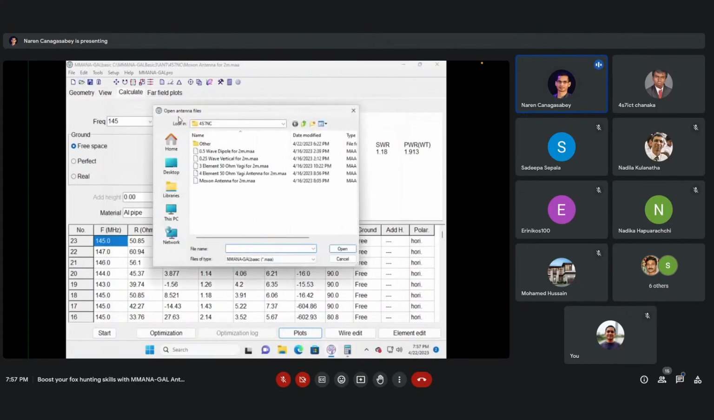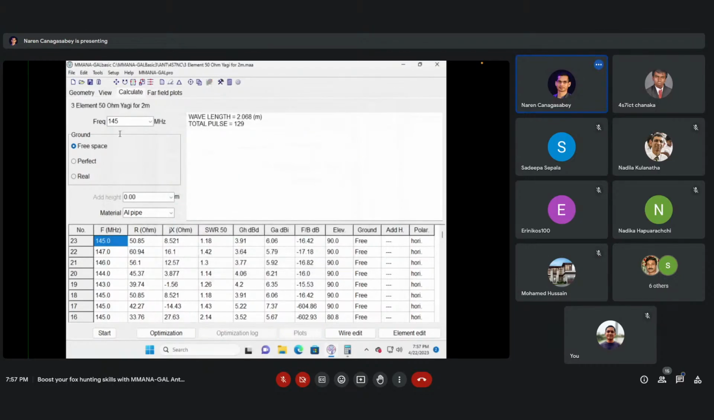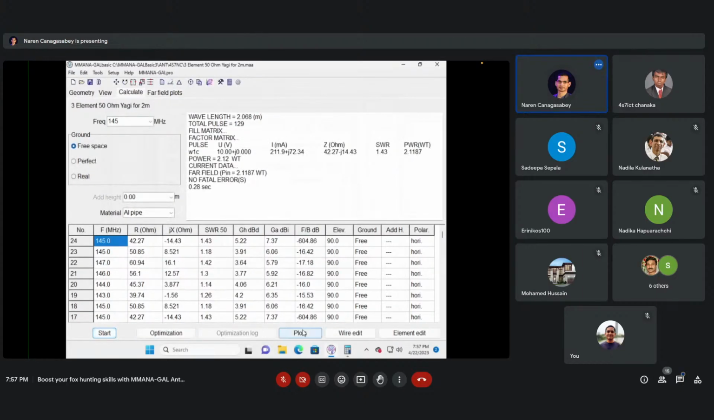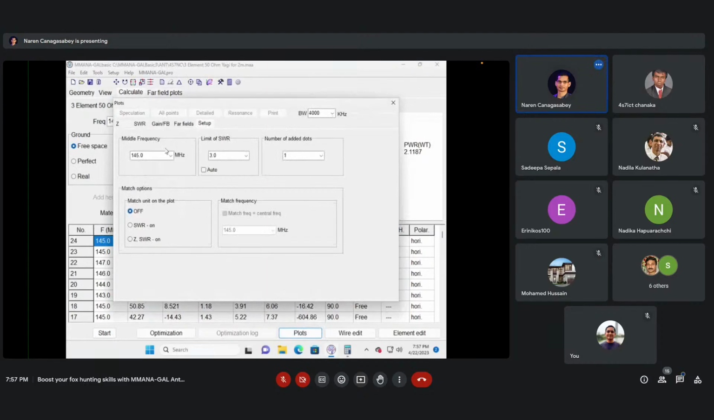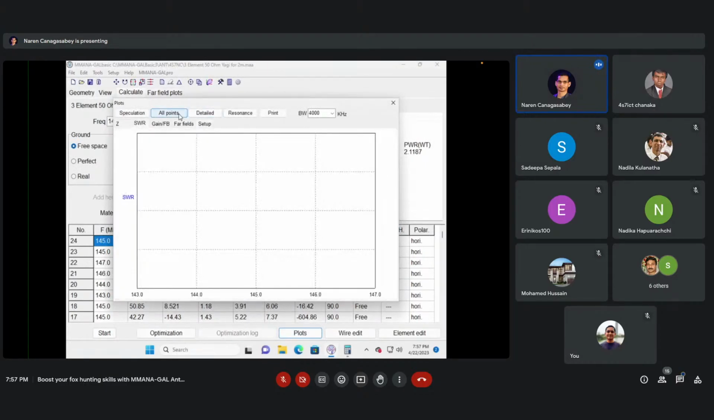Again, for comparison's sake, let me take the 3-element Yagi out again. So let's plot on 145. Let's keep this here. Let's go to SWR, click all points. So you can see the SWR from 143 right up to 147 is below 2, the feed point impedance of 50.